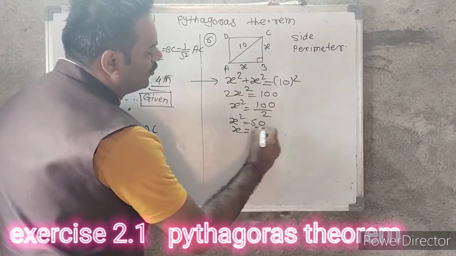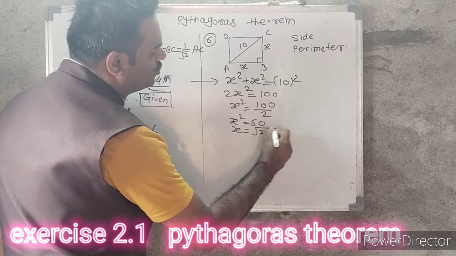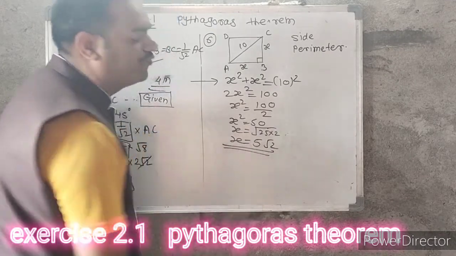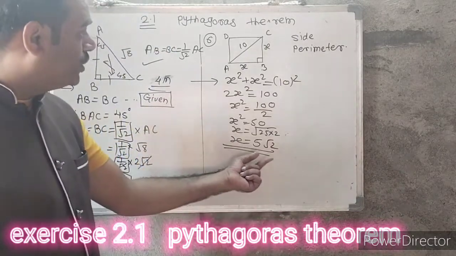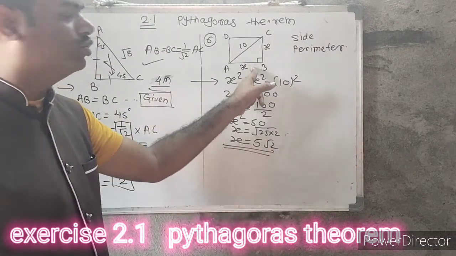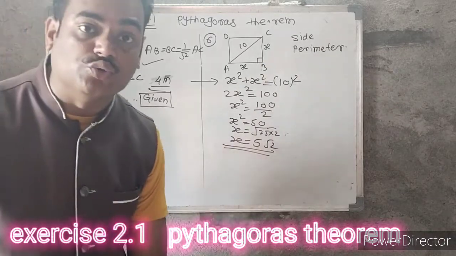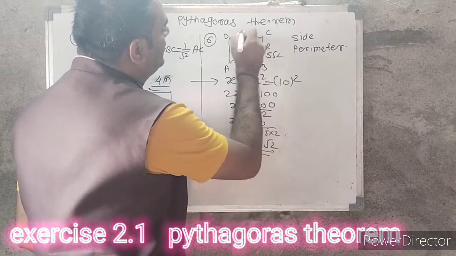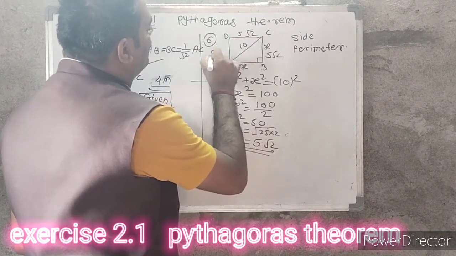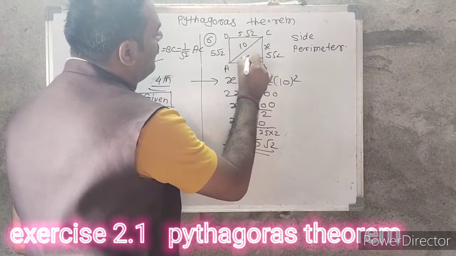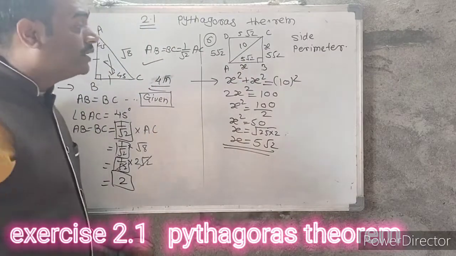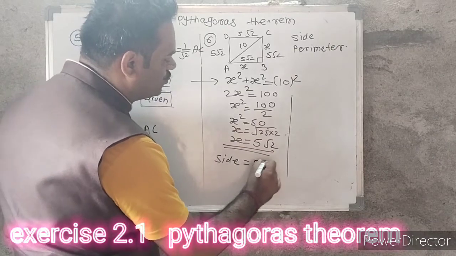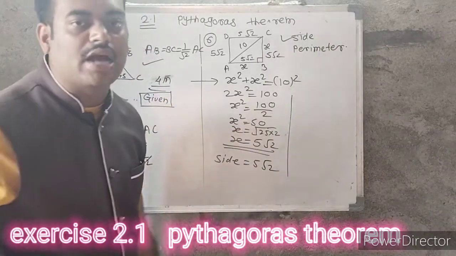Take a square root, 25 into 2. So 25 का square root 5. यहाँ root 2 आ जाएगा. x is equal to 5 into root 2. So here x is 5 root 2. This side is 5 root 2. Now when you got this side, all sides automatically become 5 root 2. Okay, 5 root 2. Now write down: side is equal to 5 root 2. हमें तो पहला क्वेश्चन मिल गया उसका आंसर.